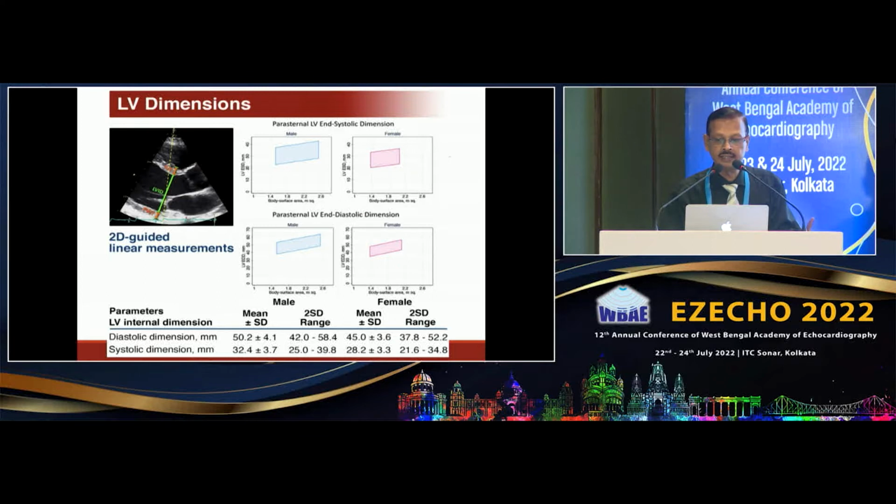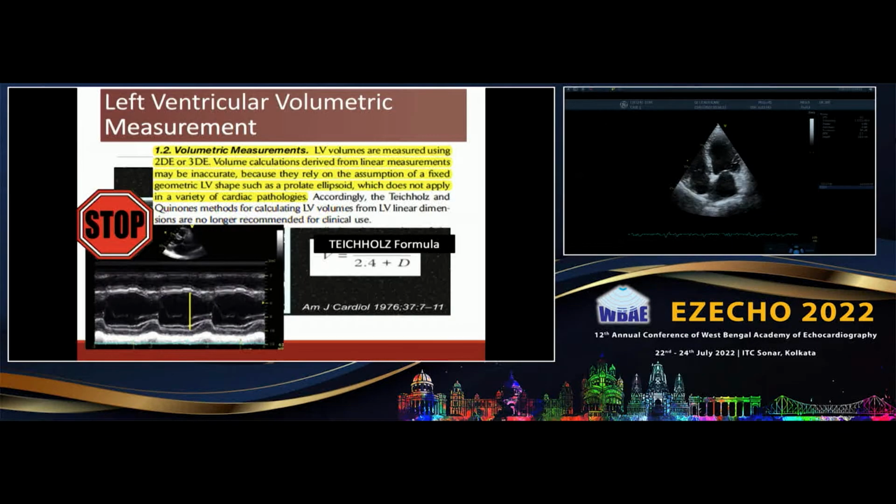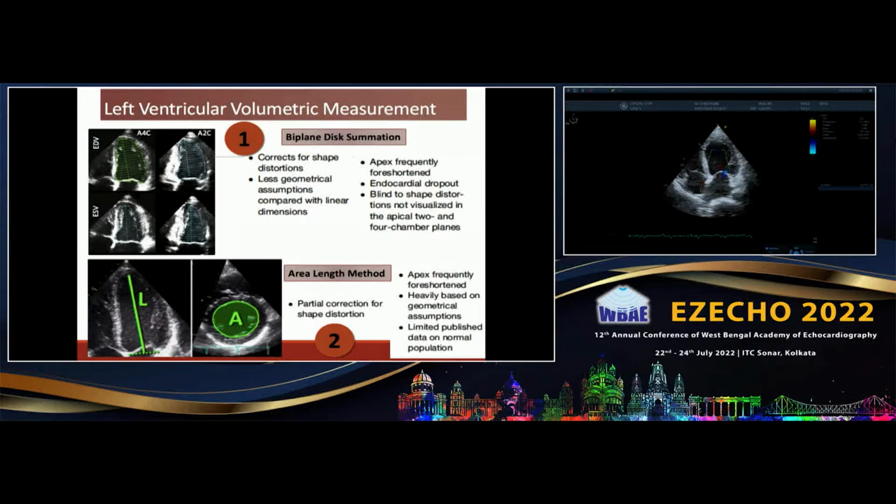So LV dimensions you can do, and everything is written in the books. These are the current slides, and you can take them. Regarding the volumetric measurement, deriving it from the LV linear dimensions is now absolutely out of fashion. You should not do it nowadays. We do the volumetric measurement by the biplane disc summation. So now we will demonstrate how to do the biplane disc summation.